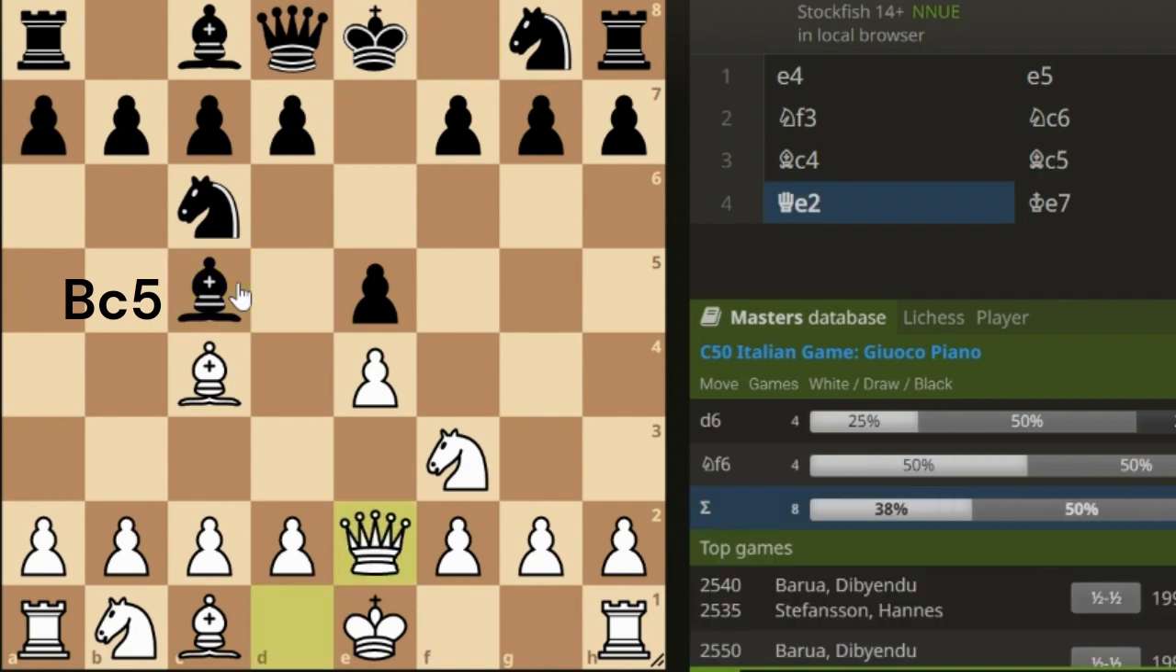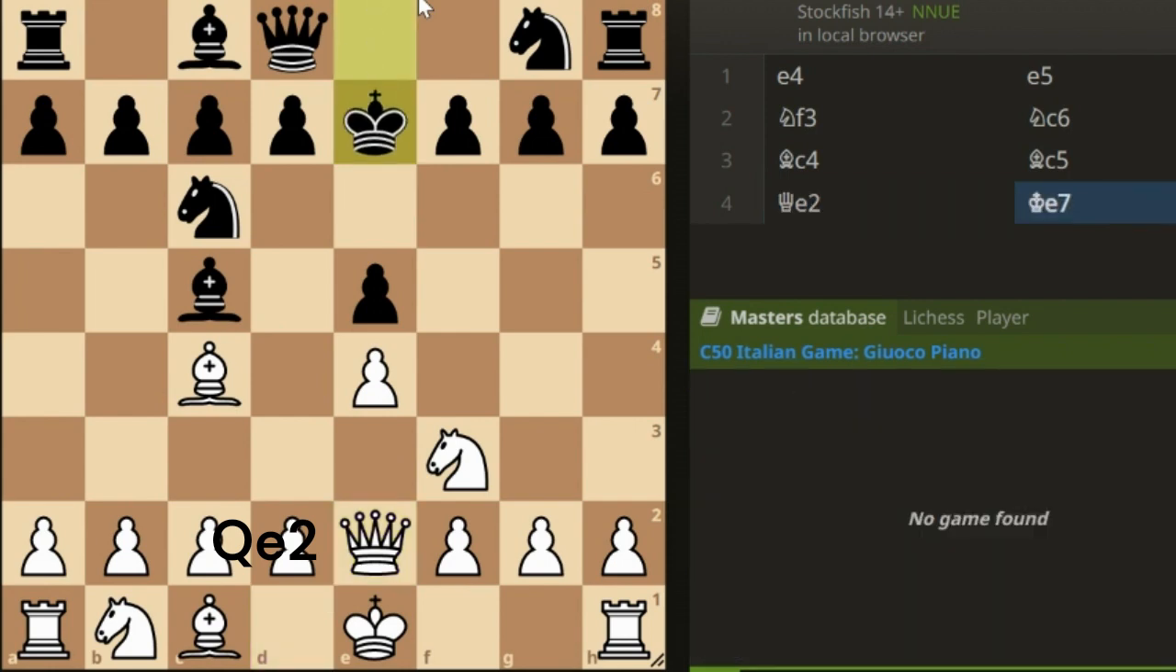Now my queen is moved. The queen is moved to which square? E2, correct? And the symbol for queen is Q, so it would be QE2. Now this is played. Which square is the king on? Okay, it is on the E7 square. And what is the symbol for the king? A capital K. So it would be KE7.